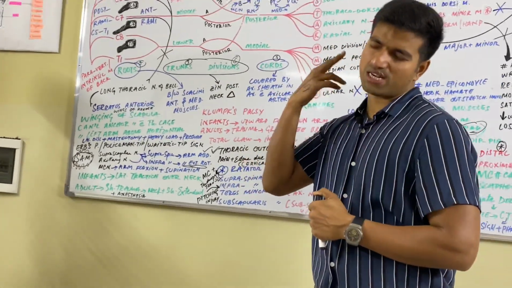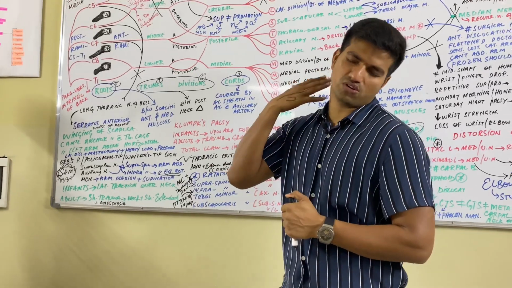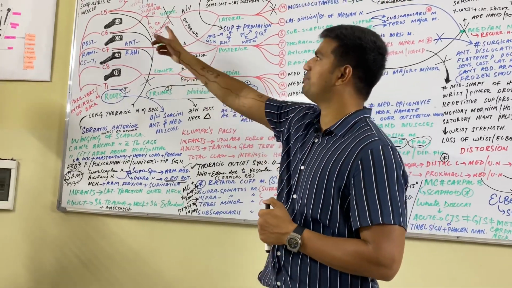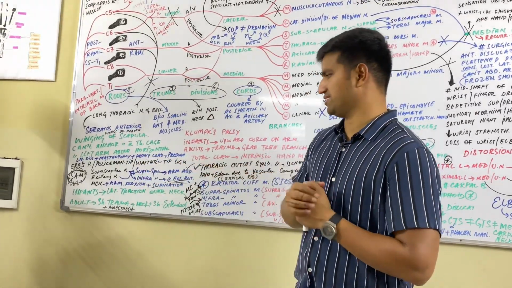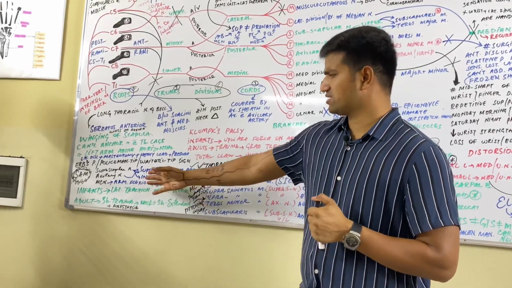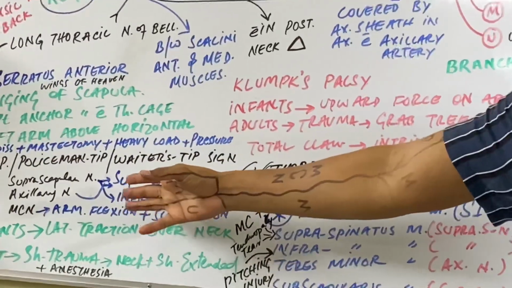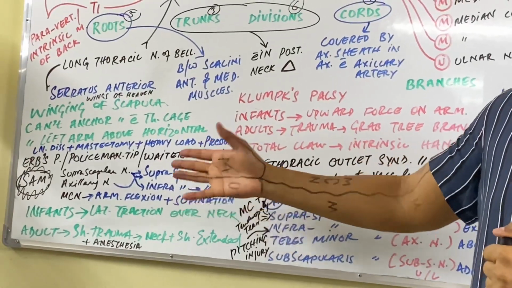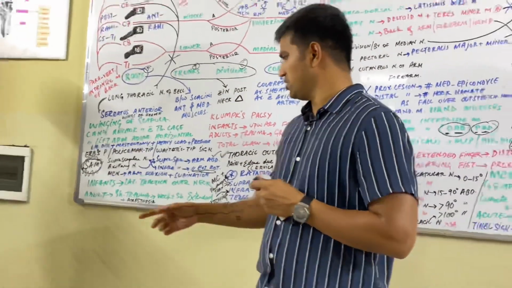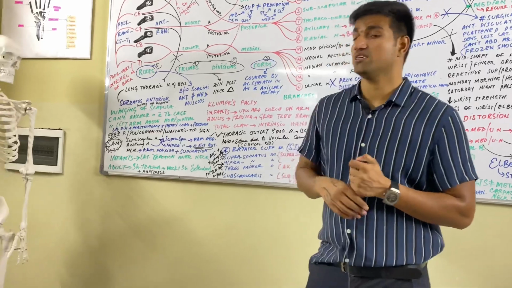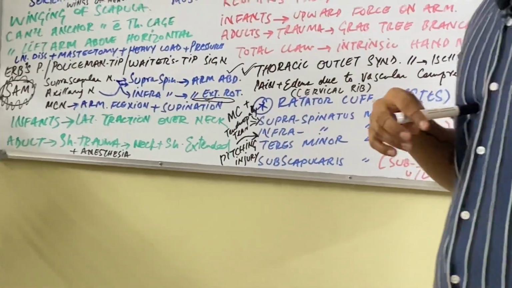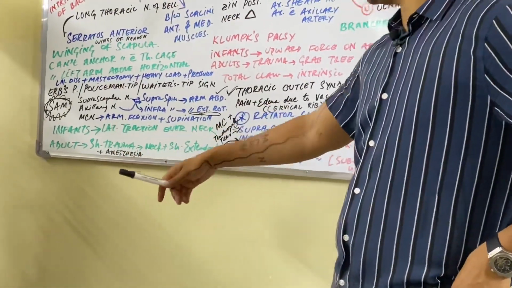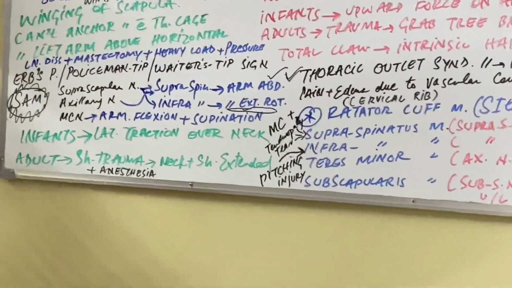It means that there is more extension between the neck and shoulder. It will damage our upper trunk, leading to Erb's palsy. And again, we have discussed SAM for nerve supply, nerve innervation, and for muscles regarding functions. Okay, and in anesthesia also the upper trunk may be damaged. And in adults, shoulder trauma and neck and shoulder extension.